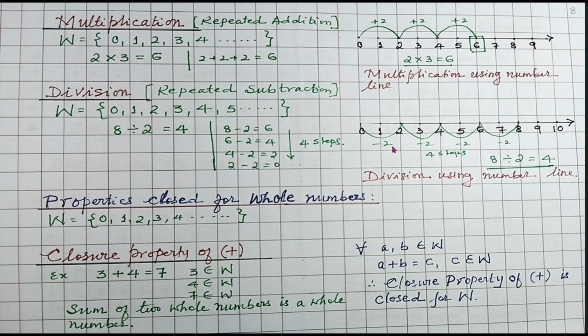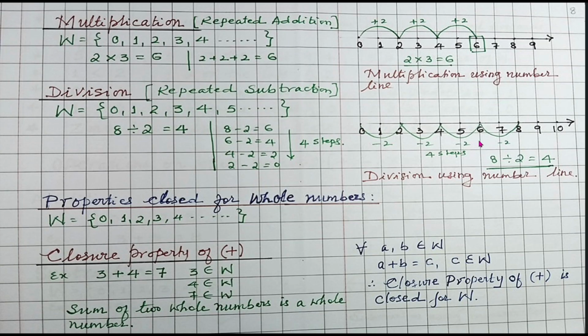And that can be represented using a number line. From 0 jump to 8, subtract 2 we get 6, subtract 2 we get 4, subtract 2 we get 2, subtract 2 we get 0. We have gone 4 steps to the left, and therefore 8 divided by 2 is equal to 4, and that is how we indicate division by repeated subtraction on a number line.